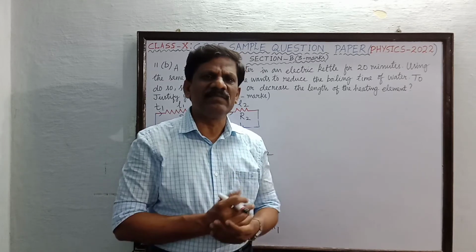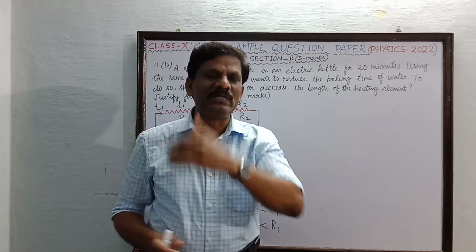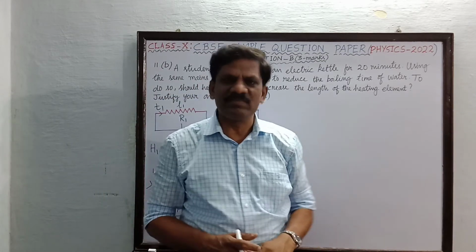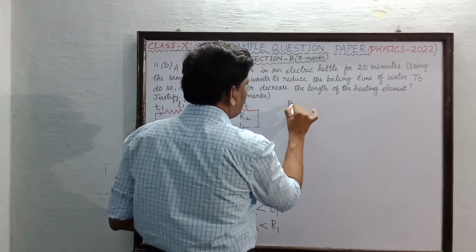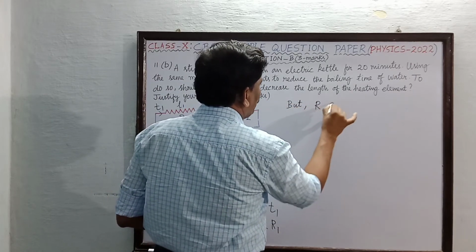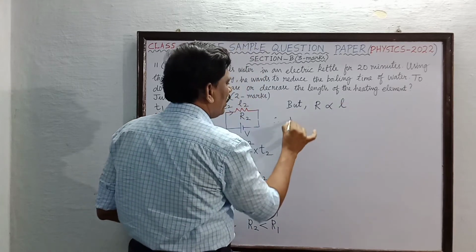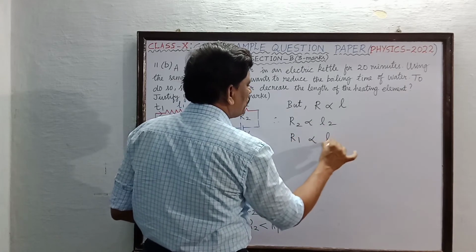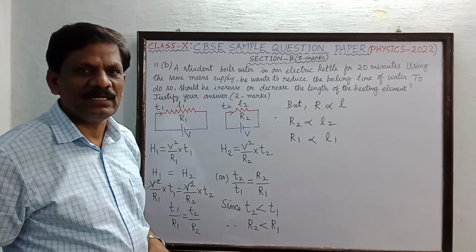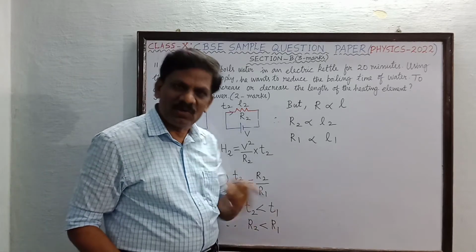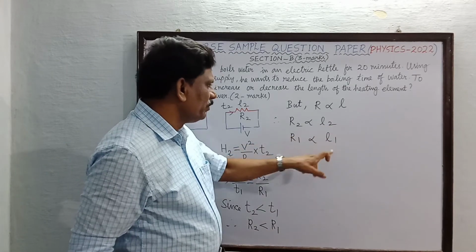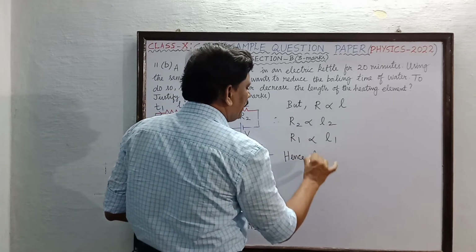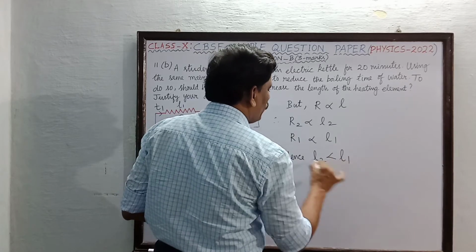Okay, what is the dependence of the resistance of a coil on its length, you tell me? Yes, the resistance is directly proportional to the length of the coil, is it not? So I will write, R is proportional to L. Therefore, R2 is proportional to L2 and R1 is proportional to L1. Understand? Since R2 is less than R1, L2 should be less than L1. Hence L2 must be less than L1.